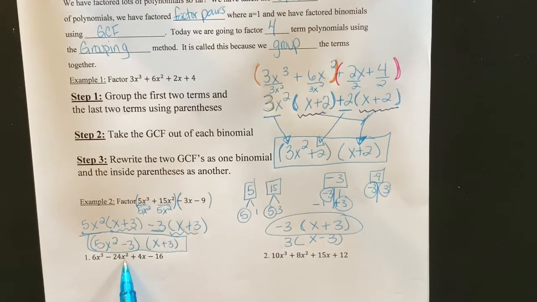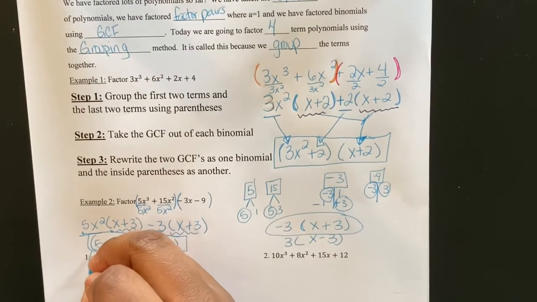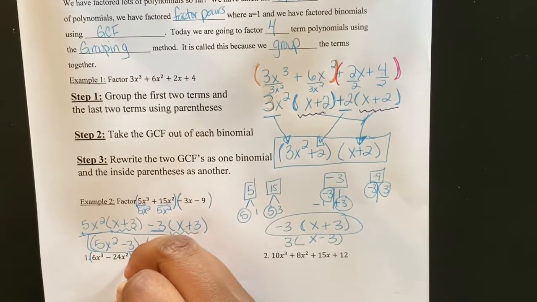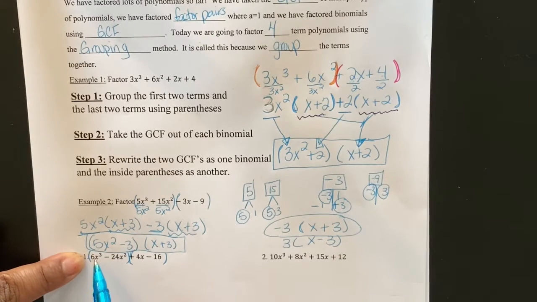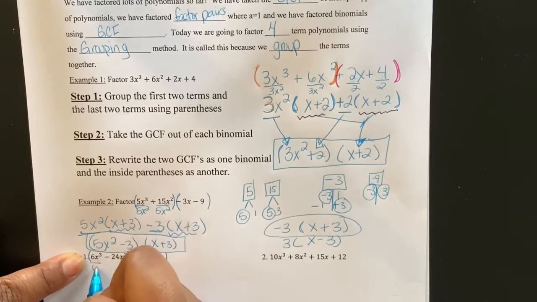6x cubed minus 24x squared plus 4x minus 16. So here, I'm going to again group them, the first and second term, and then the third and fourth term together by using parentheses. Find the GCF of these two terms. The largest factor they have in common, as far as the numbers are concerned, is 6. The largest factor, as far as the variables they could have, is x squared. They both have at least 2 x's. So I'm going to divide both of these by 6x squared.